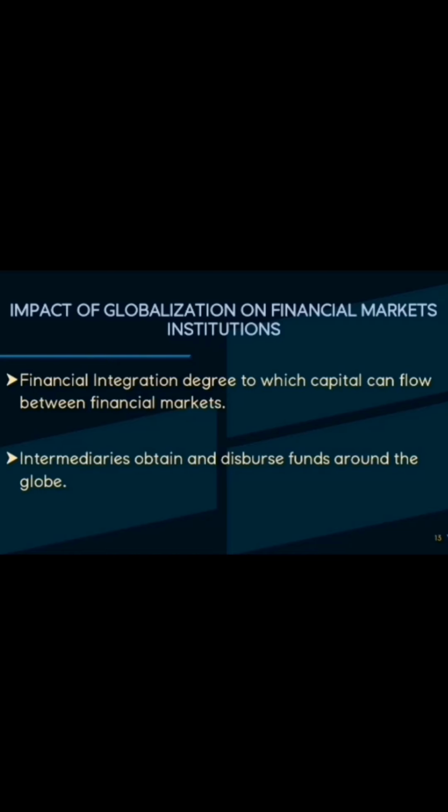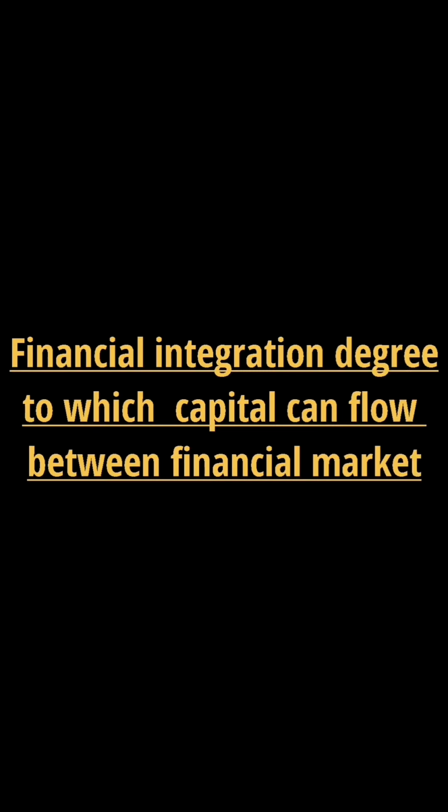So next is impact of globalization on financial markets institution, which has two types: financial integration, the degree to which capital can flow between financial markets, and intermediaries that obtain and disperse funds around the globe. So let's talk about financial integration, the degree to which capital can flow between financial markets.